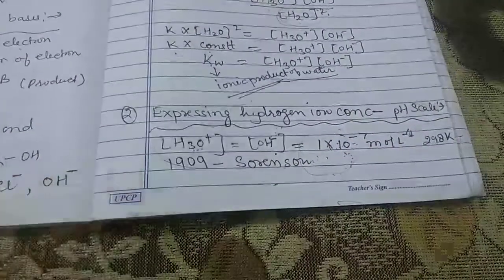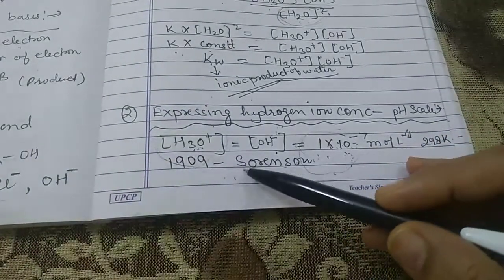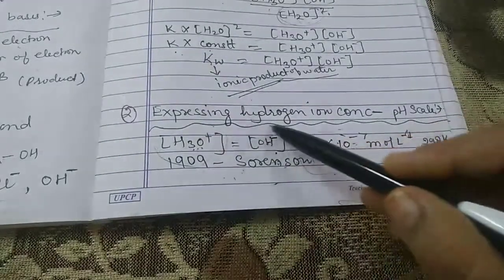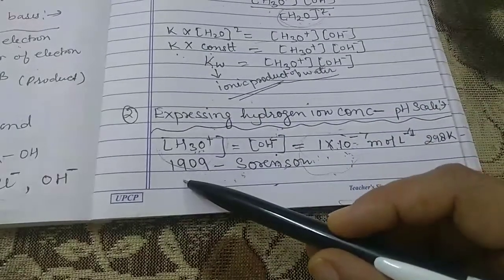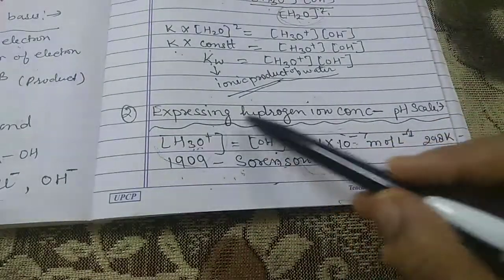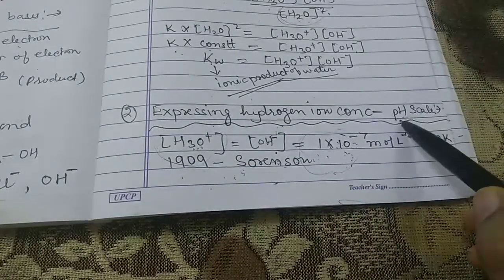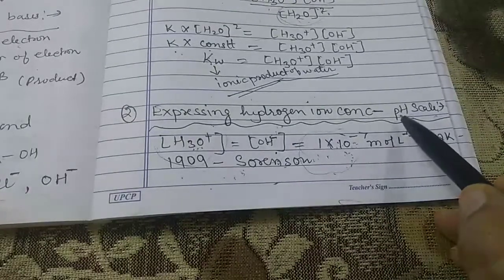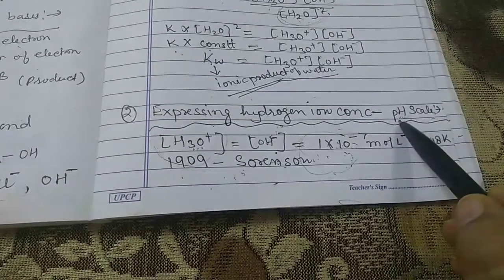Sorensen in 1909 suggested a new term for expressing the concentration of the hydrogen ion. This was known as the pH, or the pH scale.